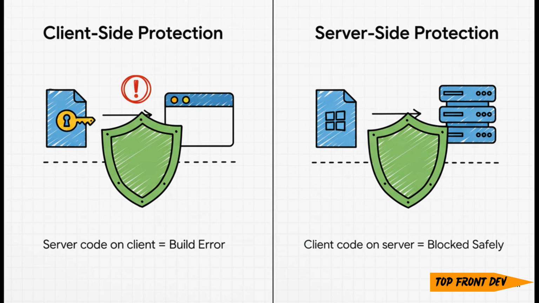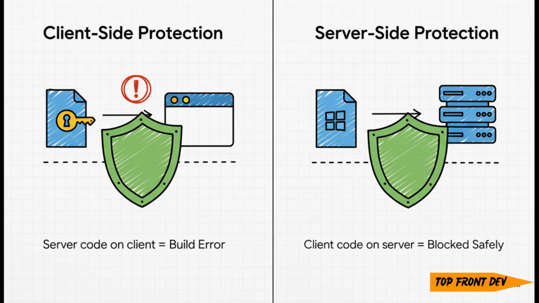And for safety, you can use these special packages. Think of them as your code's bodyguards. The server-only package will literally cause a build error if you accidentally try to import a file with, say, your secret API keys into a client component. It's a fantastic safeguard. And the same thing goes for the client-only package, for code that absolutely needs browser APIs, like the window object.